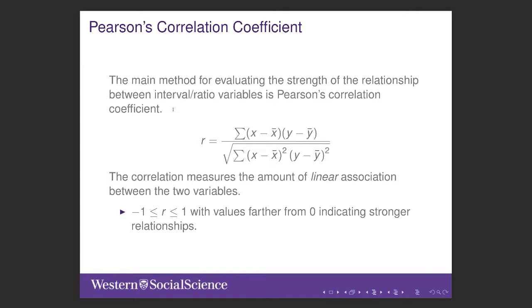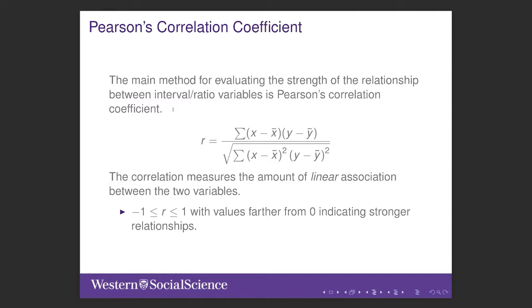It's important to note that the correlation only measures the strength of linear associations. If the relationship between x and y is strong but not linear, the Pearson correlation coefficient will not indicate a strong relationship between the two variables.